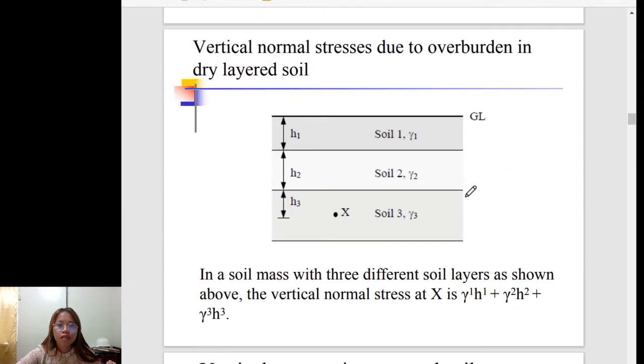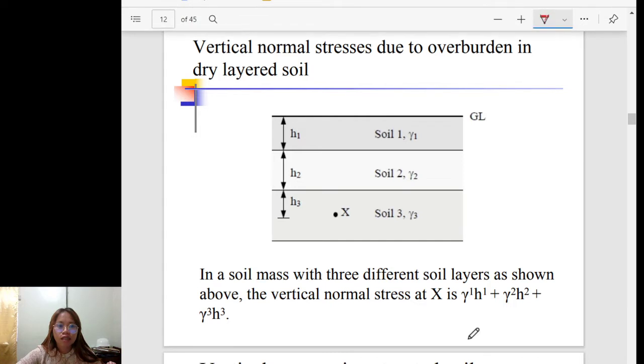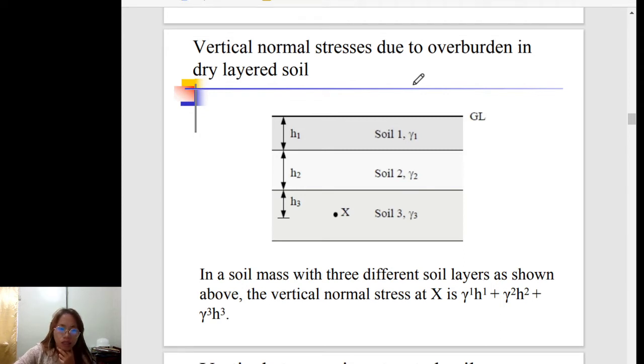We have this to better understand the effective stress. Vertical normal stress is due to overburden in dry layered soil.